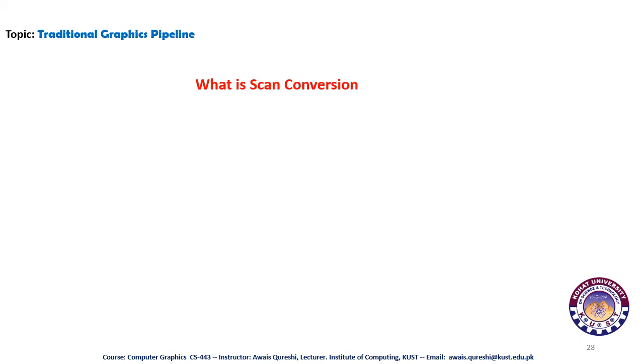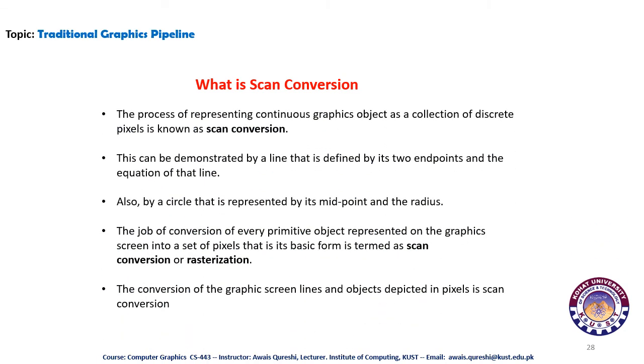There is another process which is called scan conversion. The process of representing continuous graphic objects as a collection of discrete pixels is known as scan conversion. This is the process in which we represent any object in a continuous way, so that's why it is called scan conversion. This can be demonstrated by a line that is defined by its two endpoints and the equation of that line, and also by a circle that is represented by its midpoint and the radius.